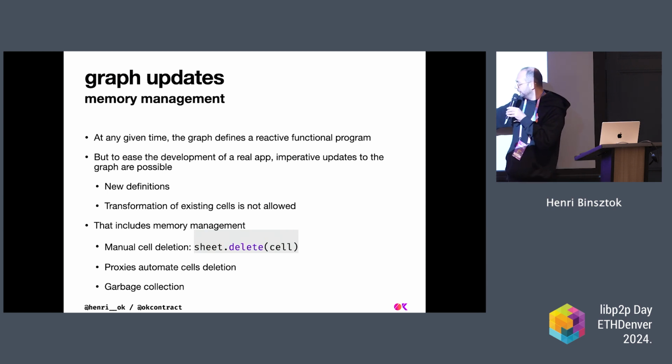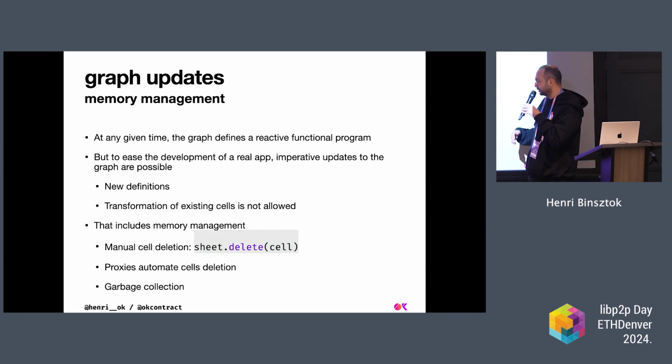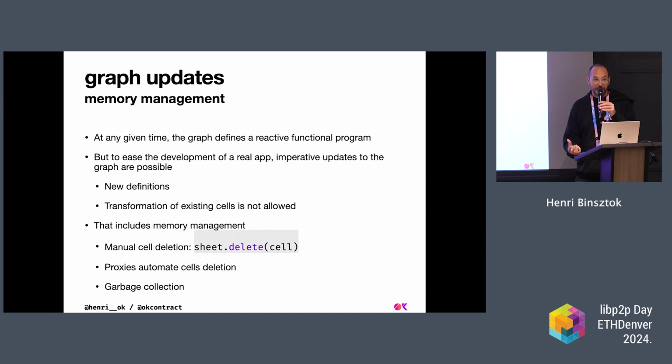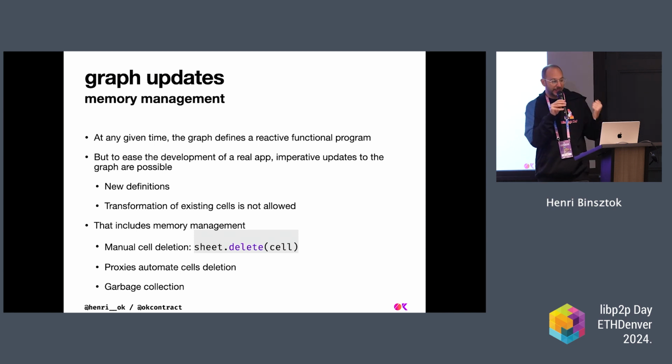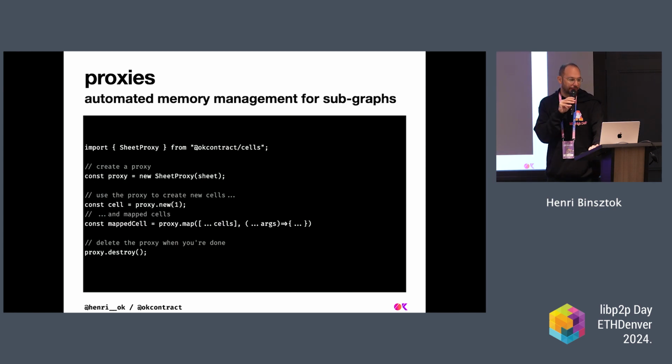We can manually delete a cell when it's no longer needed because, for instance, the user moved away from that part of the computation and we don't need it. As well, we have one feature, which I'll show, of proxies. We can automate and make it very easy for the developer to delete the cells. And finally, we have a third feature, garbage collection, which is usually meant to be used by primitives that map into arrays.